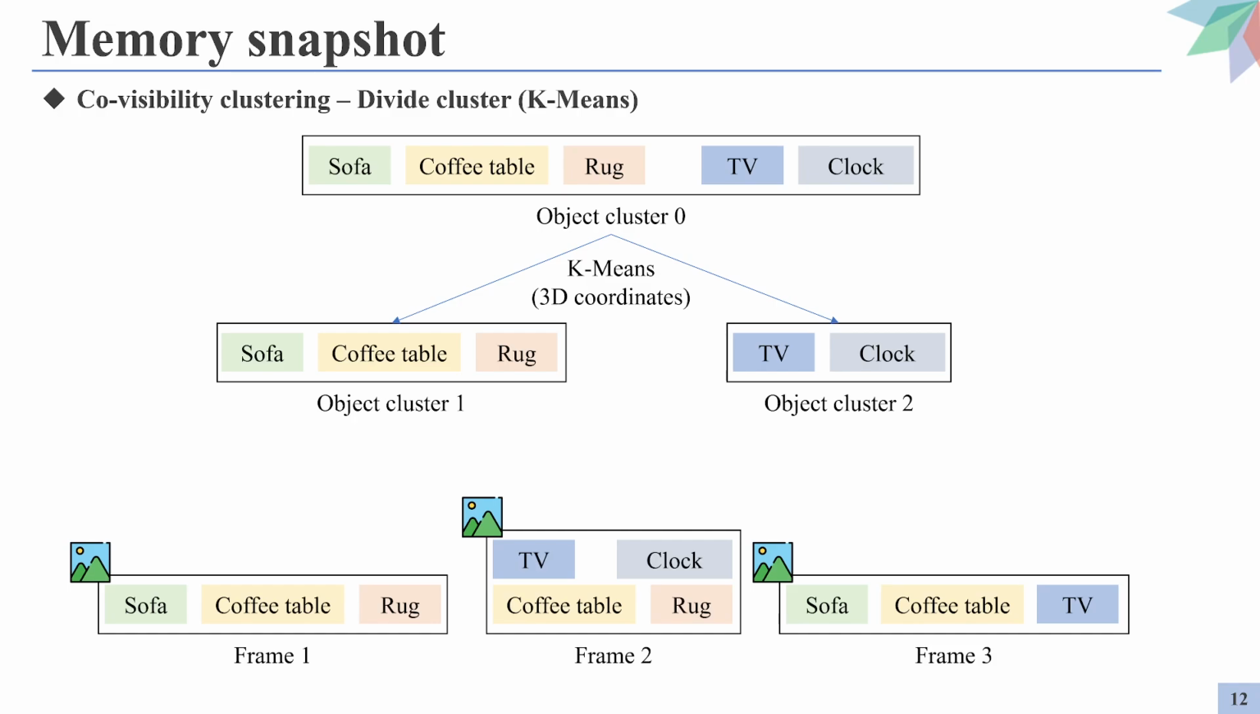The cluster is split into two using the k-means algorithm, which groups objects based on the distance between their 3D coordinates. Suppose the sofa, coffee table, and rug are spatially close and form one cluster, while the TV and clock form another.